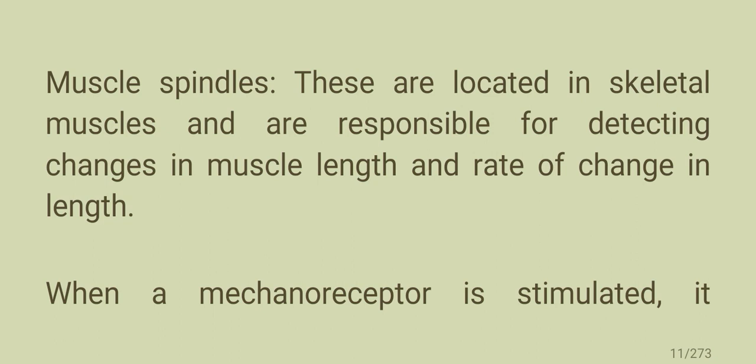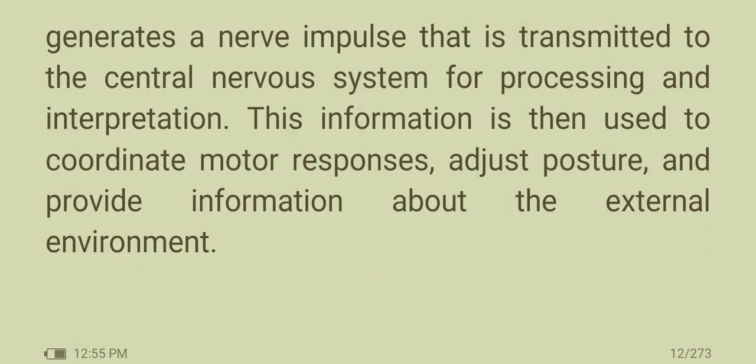When a mechanoreceptor is stimulated, it generates a nerve impulse that is transmitted to the central nervous system for processing and interpretation. This information is then used to coordinate motor responses, adjust posture, and provide information about the external environment.